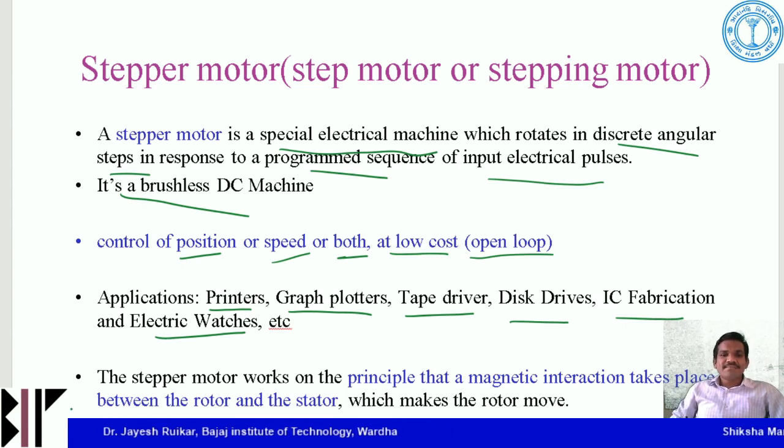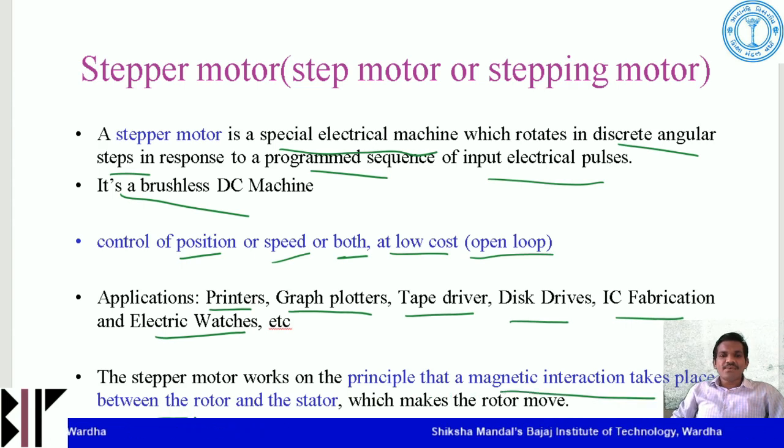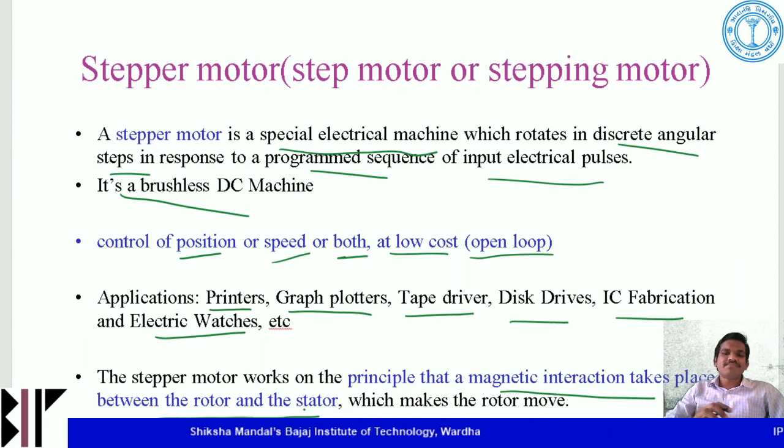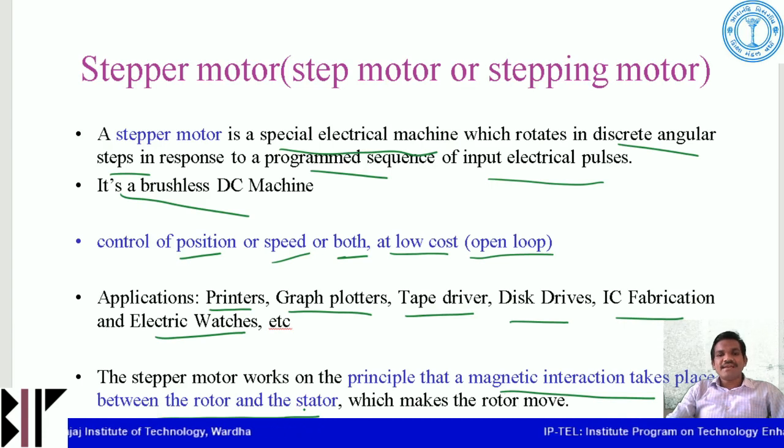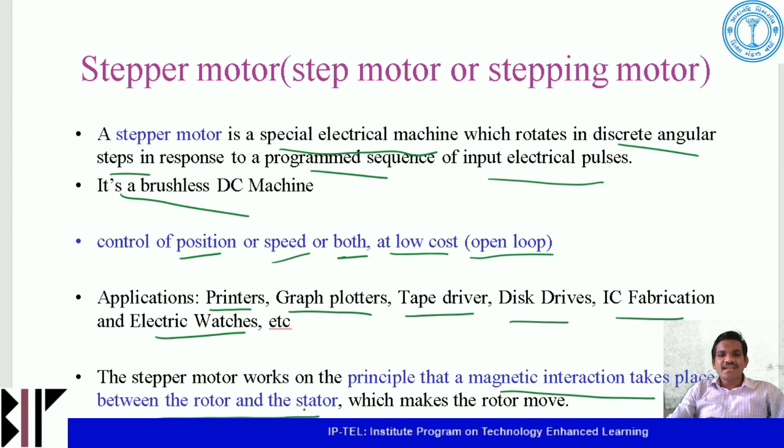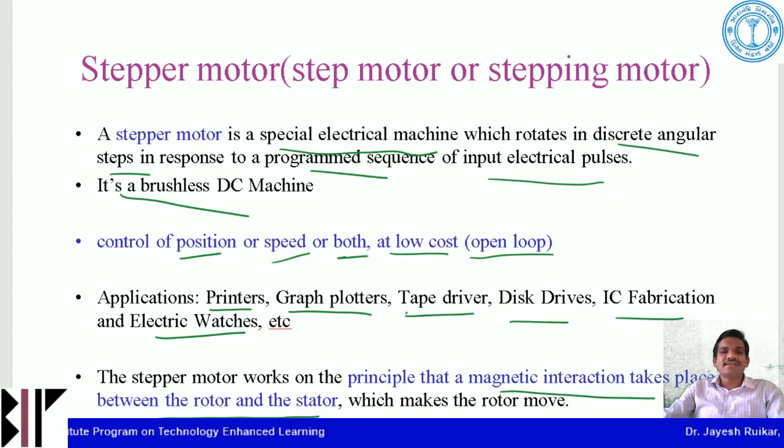The stepper motor works on the principle that a magnetic interaction takes place between the rotor and the stator, which makes the rotor move. So what is the principle? Whenever there is a magnetic field present in the rotor and the stator, then your rotor will move. So magnetic interaction takes place between the rotor and stator.